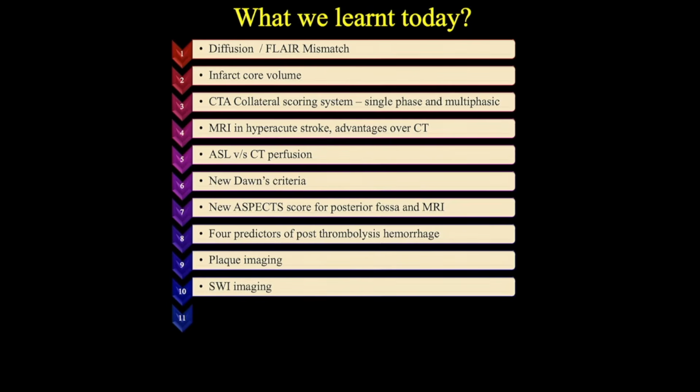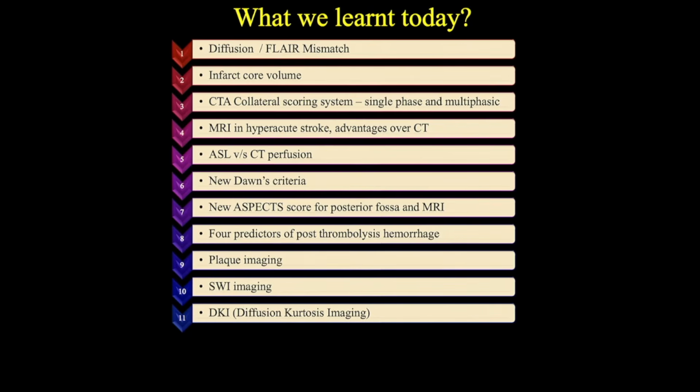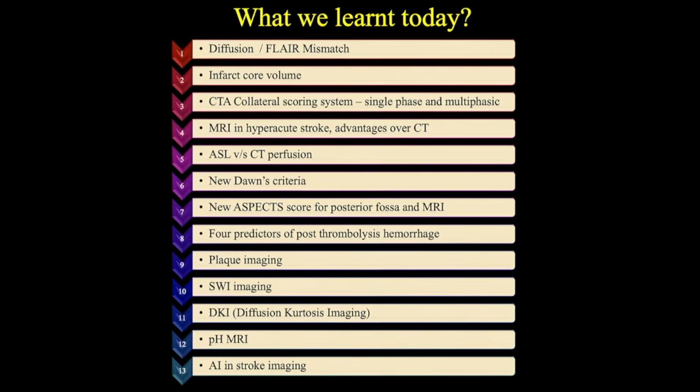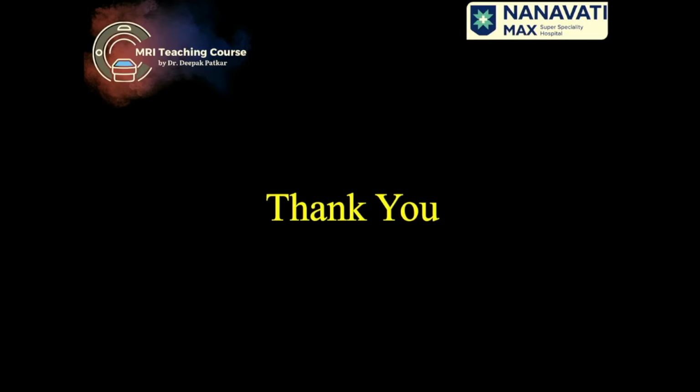SWI imaging and how it is changing the way we look at hemorrhages and microhemorrhages, diffusion kurtosis imaging which may replace diffusion imaging in stroke patients, and pH MRI which will show you areas of benign oligemia more accurately, and role of AI in stroke and how it can save a few seconds in these patients who require prompt treatment.